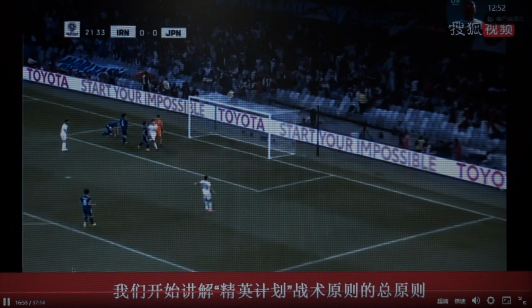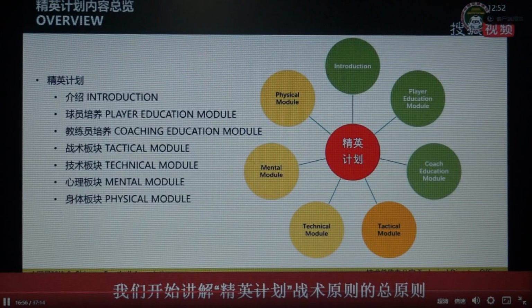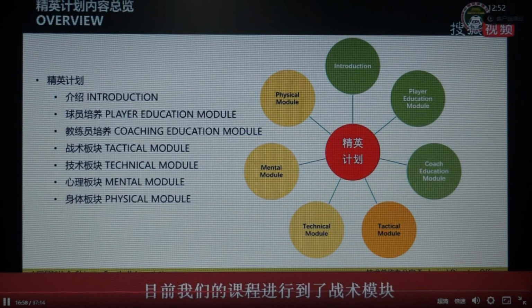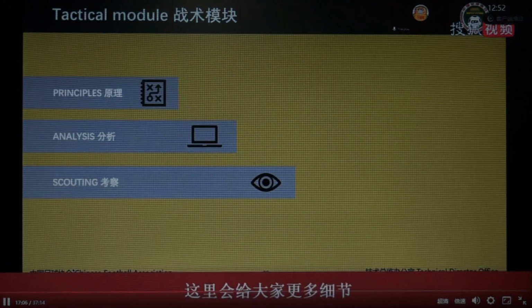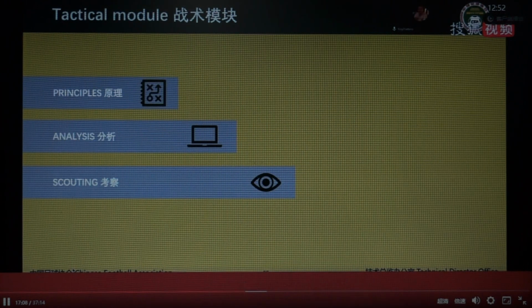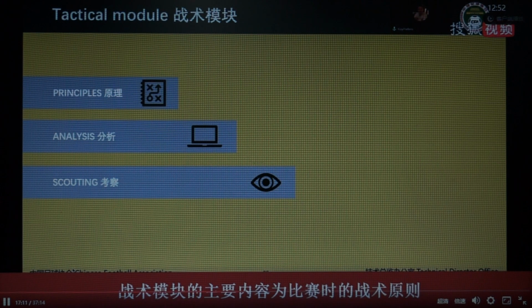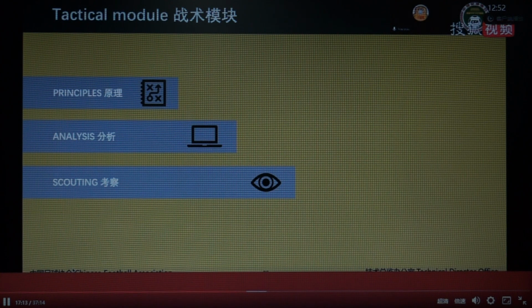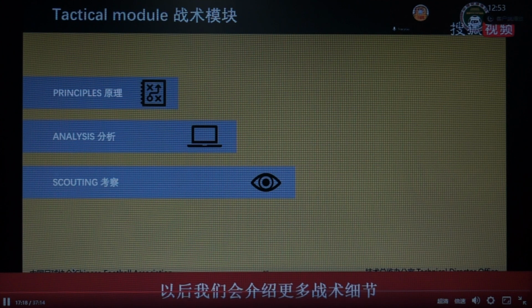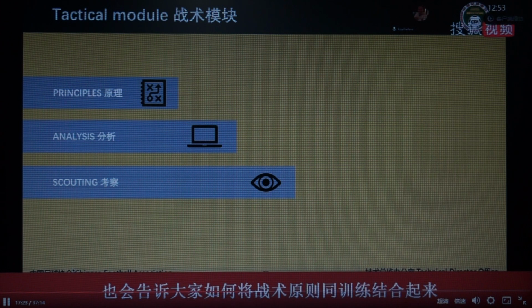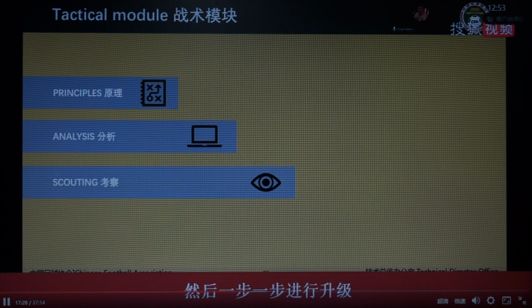And now we go to the general principles of our tactics in the blueprint. So as Chris said, now we are focusing on the tactical module. We already had the introduction, player education, and coach education. To give you more detail, the tactical module is built up out of the tactical principles, where we today will introduce you to the general principles. In the future, we will go more into detail regarding the tactical principles, and even show you how to incorporate them into trainings step-by-step for the players.